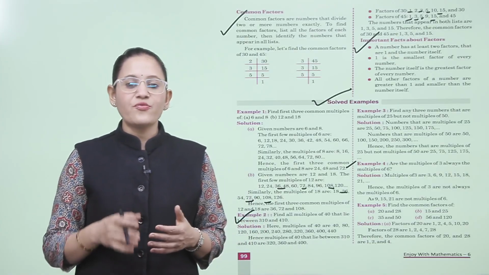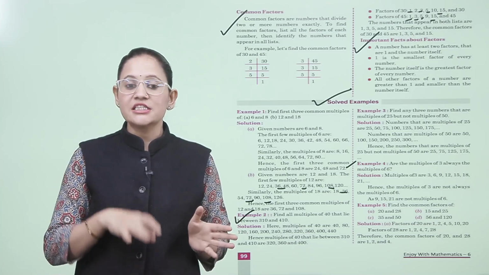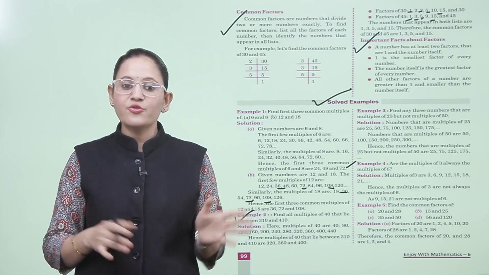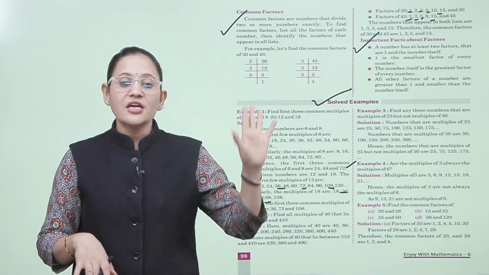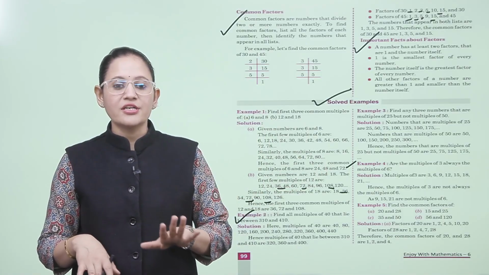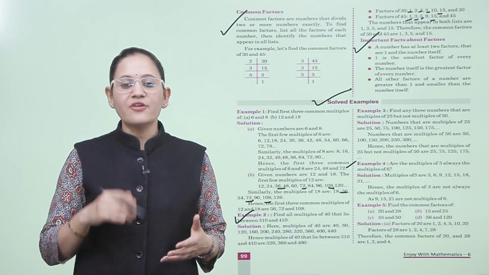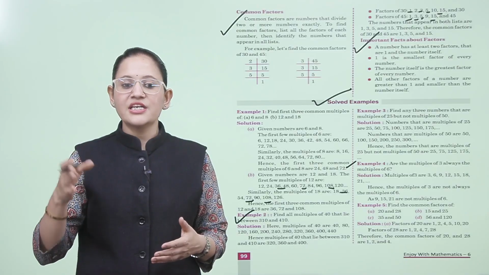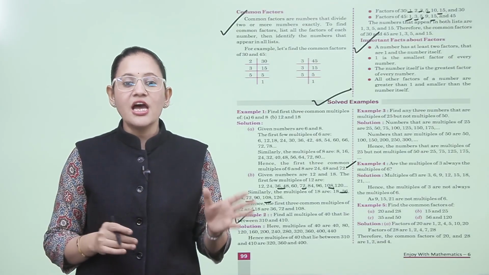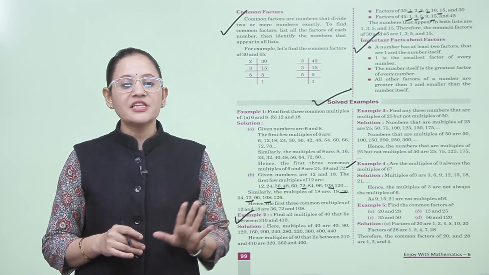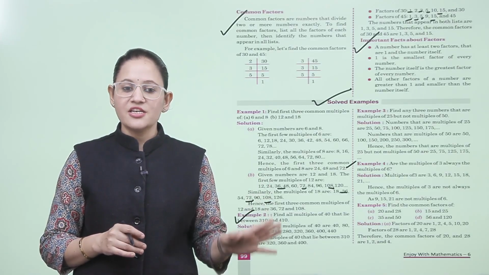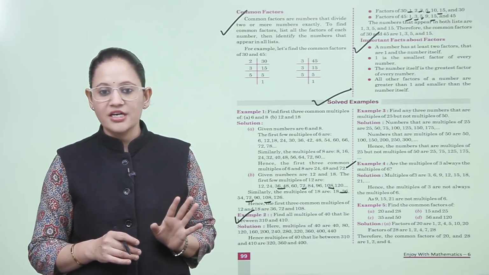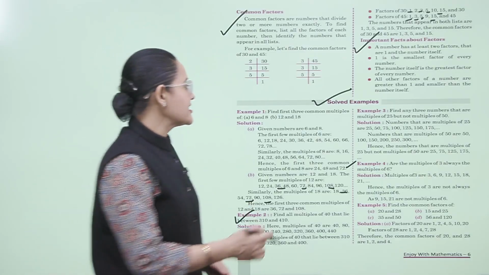Find all the multiples of 40 that lie between 310 and 410. So we have to find all the multiples of 40 between 310 and 410. The multiples of 40 are 40, 80, 120, 160, like this. And the multiples of 40 that lie between 310 and 410 are 320, 360 and 400. Clear? Next example.